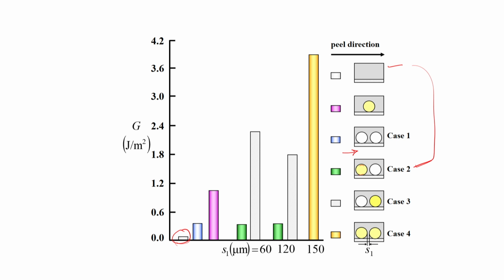And case 3 is over here, the opposite case, where the crack first sees the empty channel and then the filled channel, and then it is quite high. The gap between the channels also plays a role, and of course if both channels are filled, then the peeling torque, the fracture energy, is very high. So one can manipulate this geometry by choosing which channels to fill, and that helps.